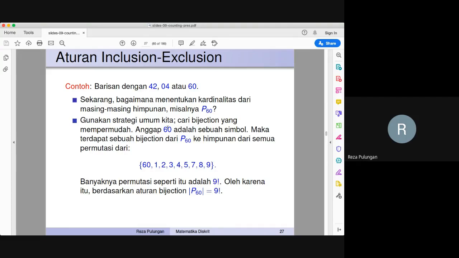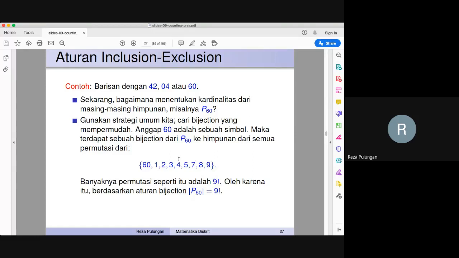Assume 6 followed by 0. You just treat this as one number, one particular symbol. So if it is a symbol, you just put them together, always together. So what we are going to find is actually a permutation of this one. Look at this permutation: all permutations of 1, 2, 3, 4, 5, 7, 8, 9, and 60.